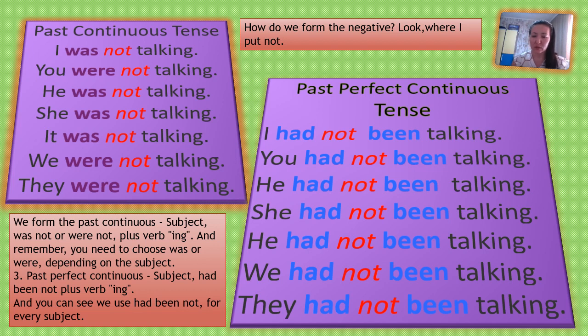Past perfect continuous tense. Subject had not been plus verb ing. And you can see we use had not been for every subject. I had not been talking. You had not been talking. He had not been talking. She had not been talking. It had not been talking. We had not been talking. They had not been talking.